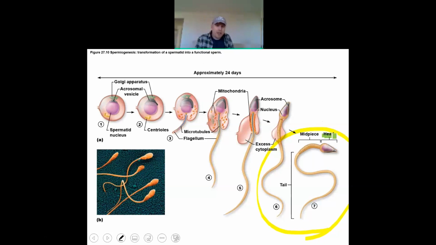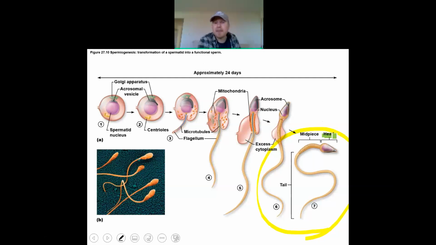So the head is the part of the sperm that includes the nucleus, so the genetic material that the male contributes to the development of a new individual. So you remember the egg cell has half of the genetic material, the sperm cell has half. Once we combine that, that's the full individual's genetic makeup. In addition, the head part contains various enzymes that help the sperm to penetrate within the female egg. And we'll see this process when we discuss a bit further after the reproductive tracts.